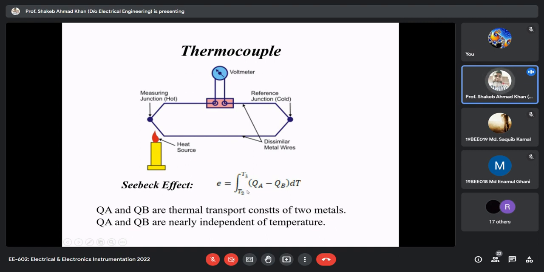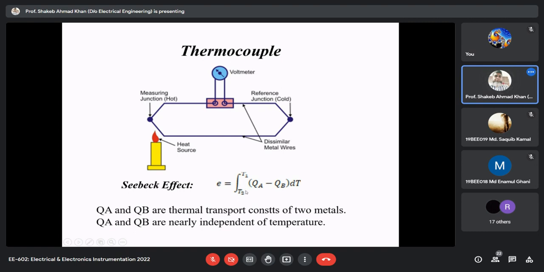In this case, if you look closely, you'll find that the generated voltage will be zero if you use the same metal, because QA minus QA becomes zero, so you won't get any potential. Or if your junctions are maintained at the same temperature, T1 is equal to T2. In that case also, although you are taking two different metals, QA and QB, the resulting junctions are maintained at the same temperature, so there is no voltage.